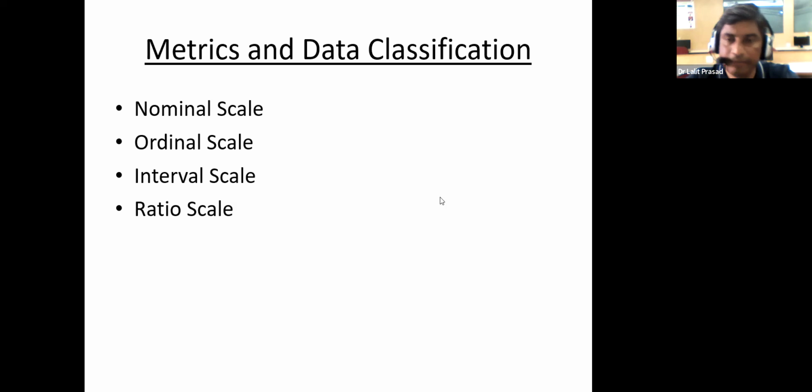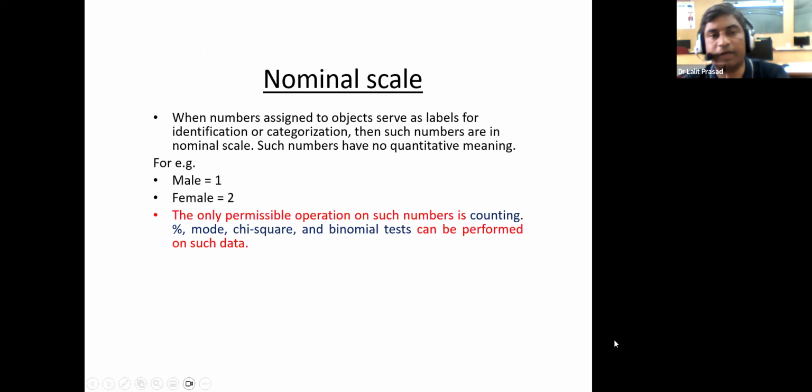The first thing that we are talking about is the nominal scale. What is the nominal scale? When numbers assigned to objects serve as labels, identification or categorization, then such numbers are in nominal scale. Such numbers have no quantitative meaning. Only it is used for identification purpose. Are you getting my point?